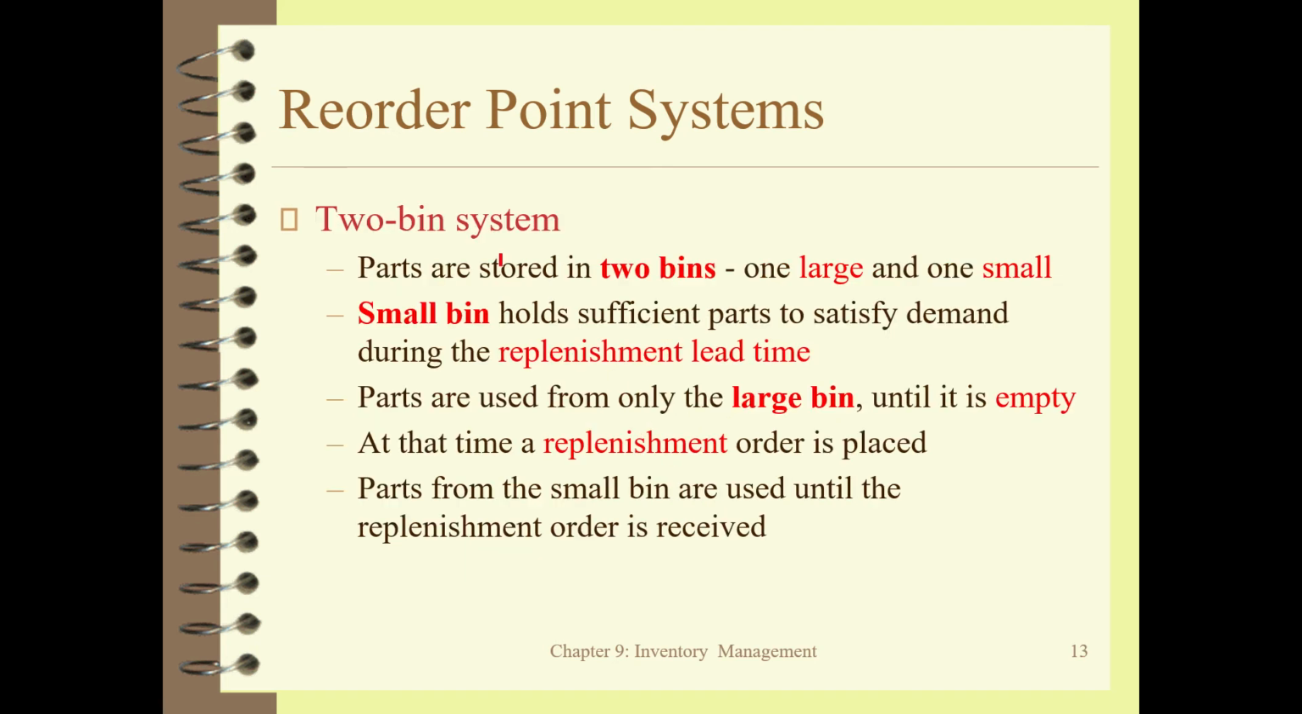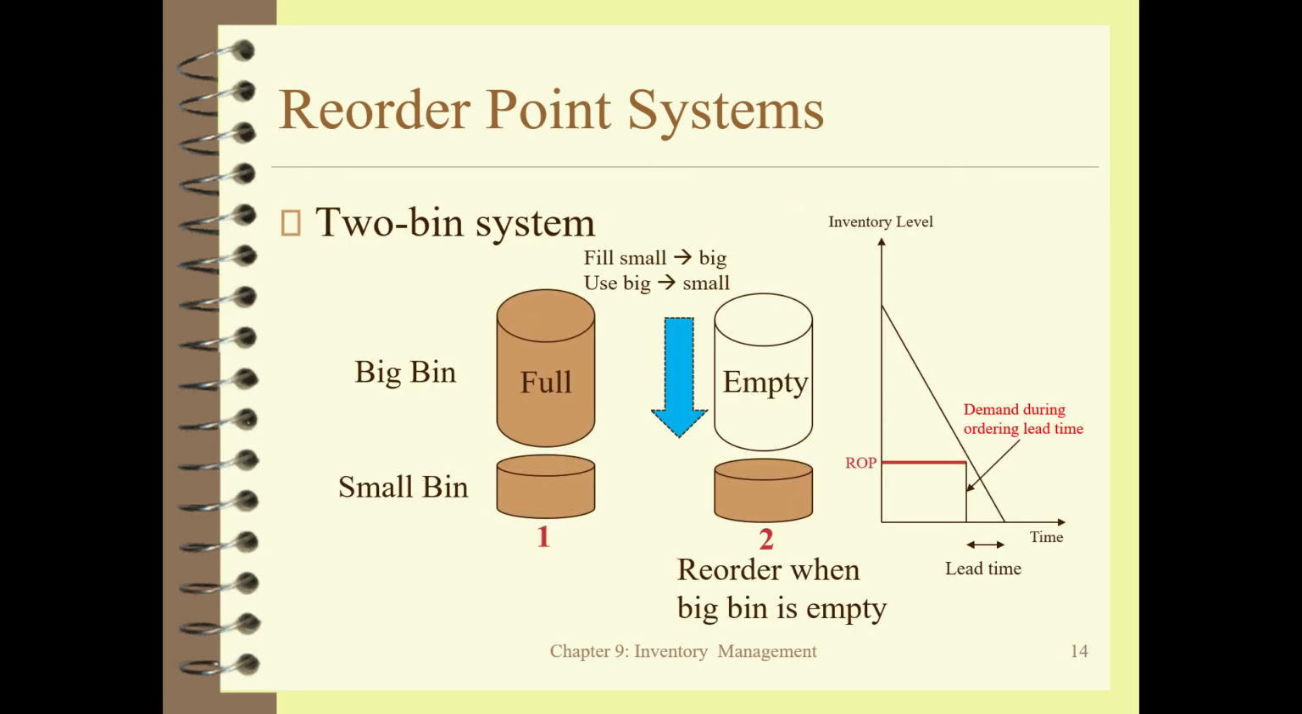So one of the very popular systems in reorder point systems is called the two-bin system. We divide the stock into two bins, the big bin and the small bin, like this. Whenever we fill in the stock, we fill the small bin first and then the big bin.